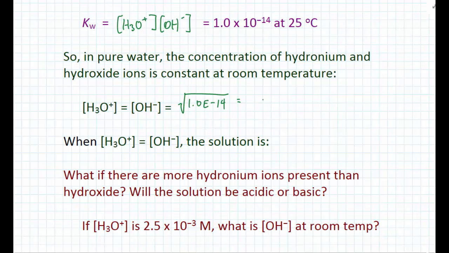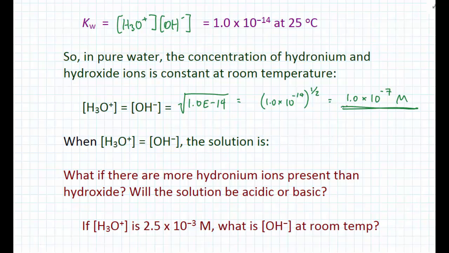Here, I'm going to write it out. 1.0 times 10 to the minus 14, to the 1/2 power. So you multiply exponents, right? So it's 1.0 times 10 to the negative 7. So in a sample of pure water, just water molecules, we'll have 1 times 10 to the negative 7 molar of hydronium and 1 times 10 to the negative 7 molar of hydroxide.